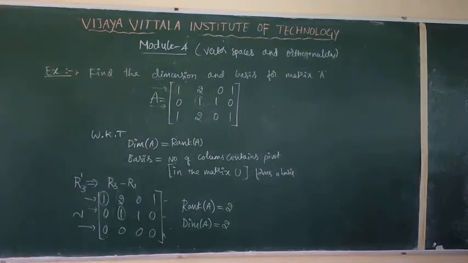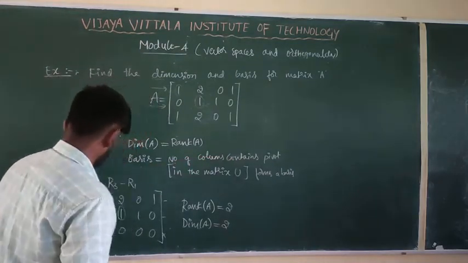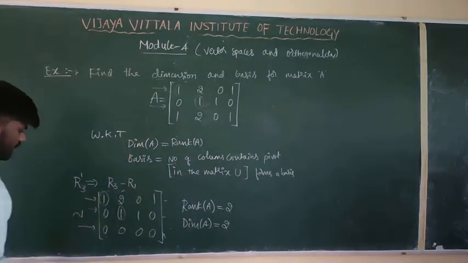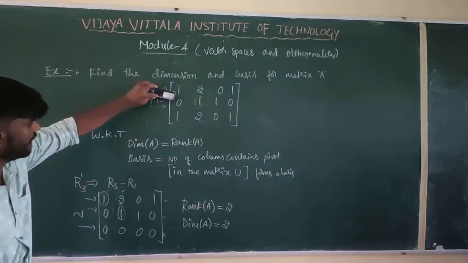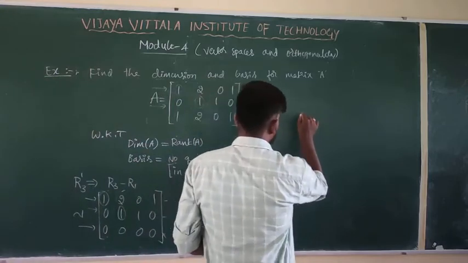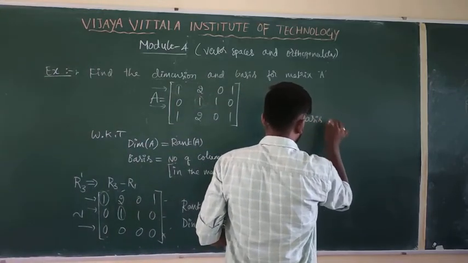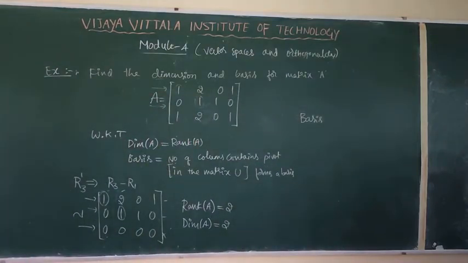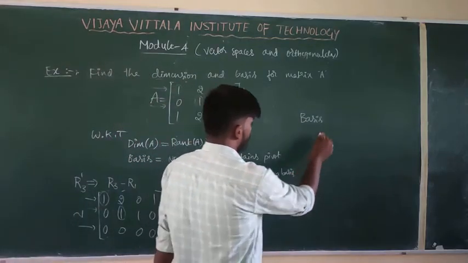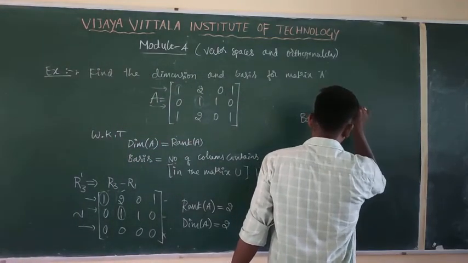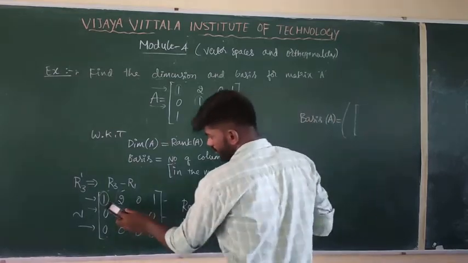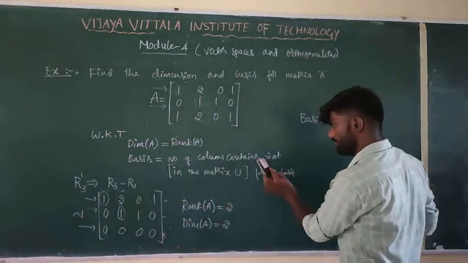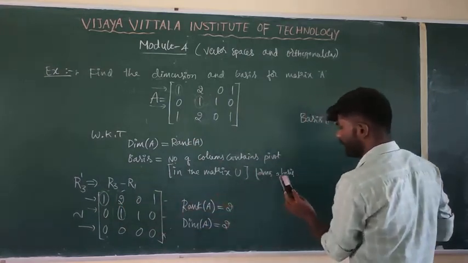Therefore, the number of columns that contain a pivot element is 1. This and this. Therefore, the corresponding column in this matrix forms a basis. Therefore, the basis for matrix A is the columns containing pivot elements. The columns containing pivots in the matrix U form a basis.